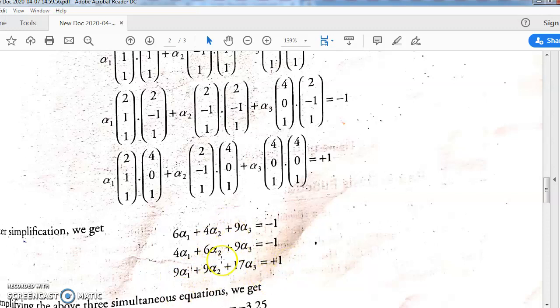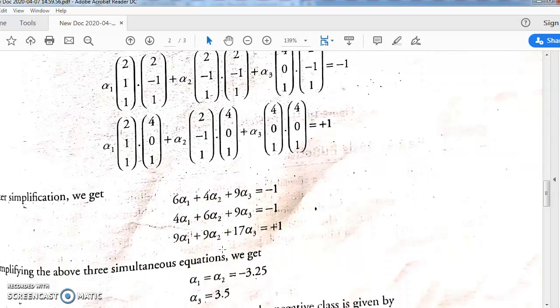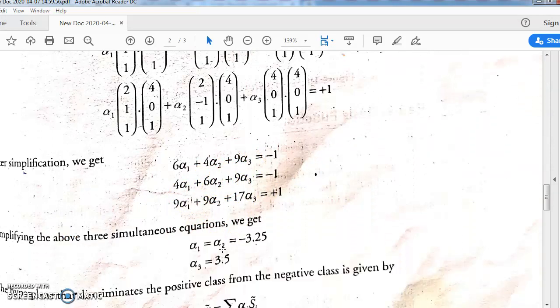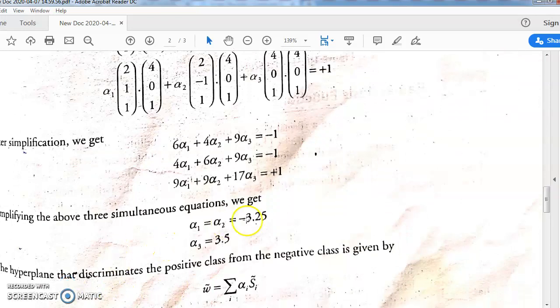Now simplify these 3 equations. You can use a calculator, put these values in the equations and solve this simultaneous equation. If you solve, you will get the values alpha 1 and alpha 2 as -3.25 and alpha 3 as 3.5.